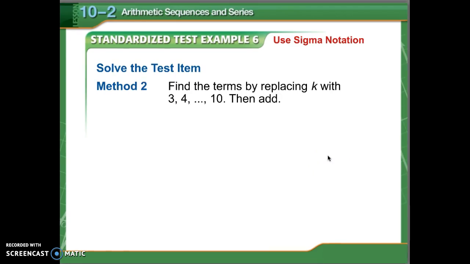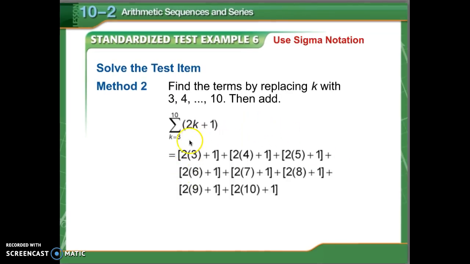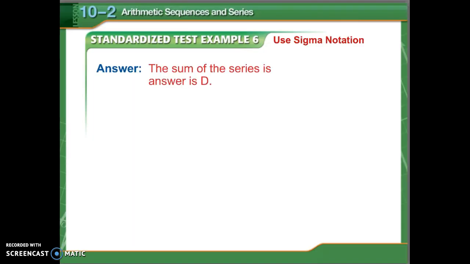Another way of doing this would be to just directly plug in all the numbers. You can see this is more work, getting all the values and adding them up, and you still get 112. So our answer for this one, it was D. D was 112.